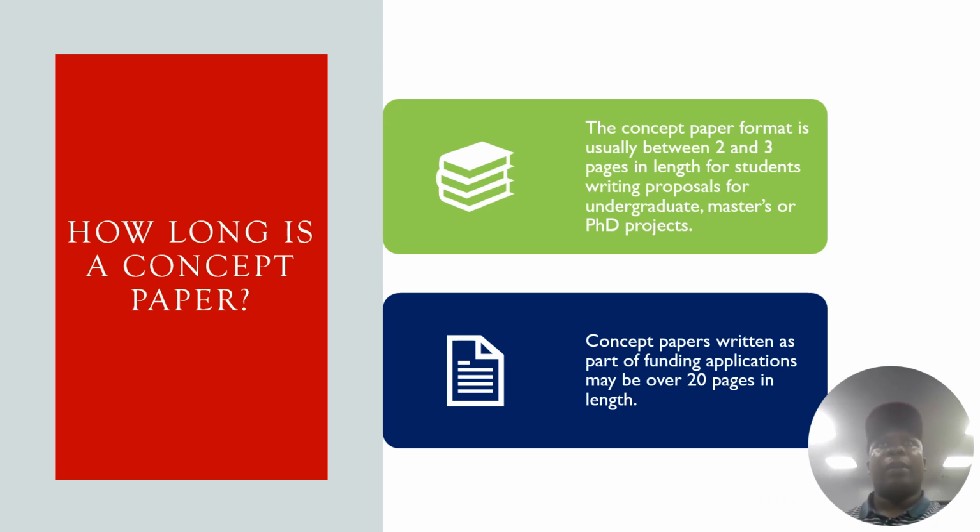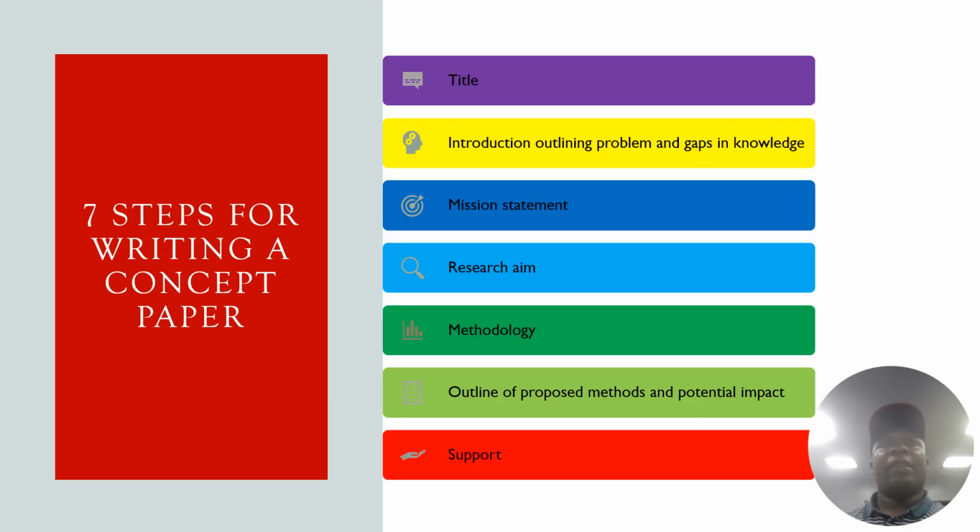And how long should this concept paper be? A concept paper should be just 2 to 3 pages, and if you can make it 1 page, the better. But 2 to 3 pages is always reasonable for those who are writing a proposal for a masters and doctoral project. But if you are writing for a fund application, it can be over 20 pages in length. So in other words, you can also use a concept paper whenever you are writing for funding applications. Then there are 7 steps that you need to follow.